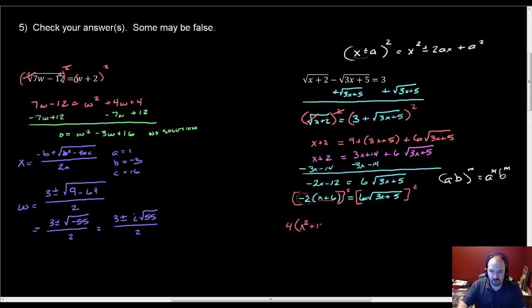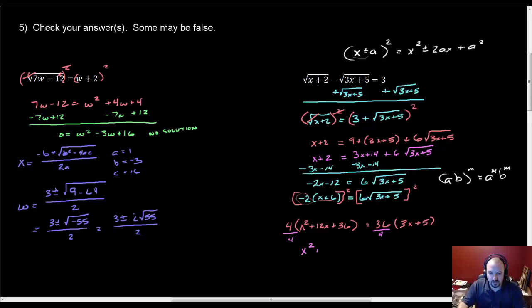X squared plus 12x plus 36 equals 36, and then times the square of the square root just gives us this stuff inside. Okay. So now that I've fully completed that, I'm going to go ahead and clean that up just a little bit. I'm going to start by dividing both sides by 4. This affects only the 4 and the 36, or at least that's the way I'm going to make it affect it, because those both have factors of 4.